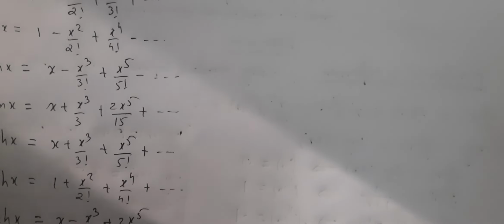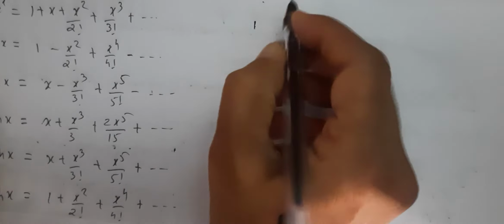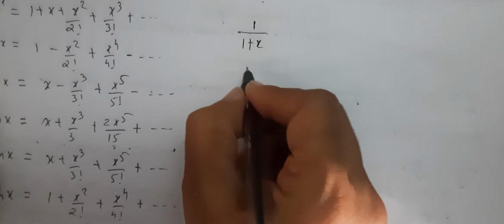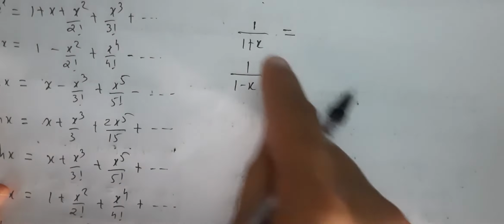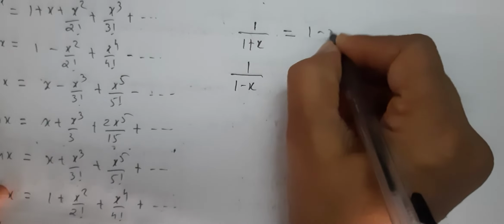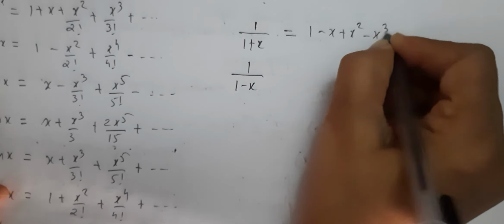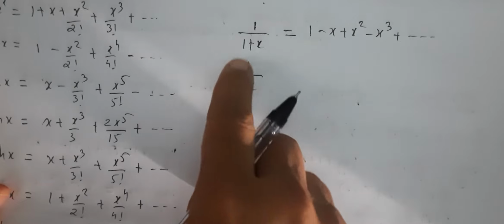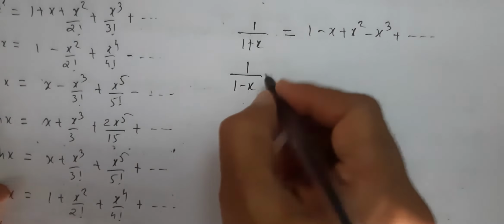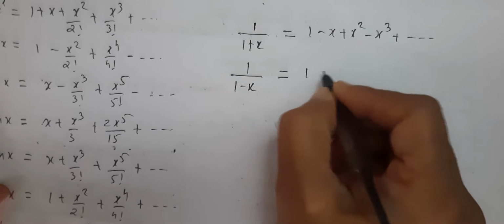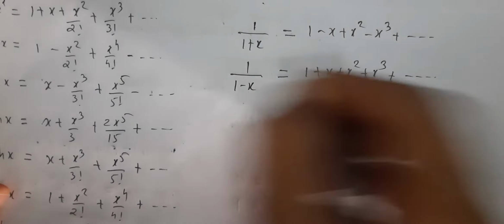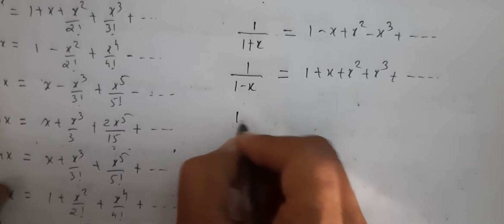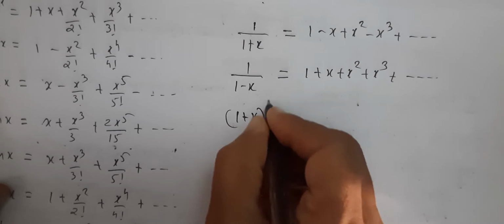Next expansion you can have is 1 upon 1 plus x. Again 1 upon 1 plus x, 1 upon 1 minus x. You can remember in a similar way. Here the terms are 1 minus x plus x square minus x cube etc. See again for 1 plus x alternate plus minus, 1 upon 1 minus x same terms but all are plus. Lastly I will give you 1 plus x raised to p.